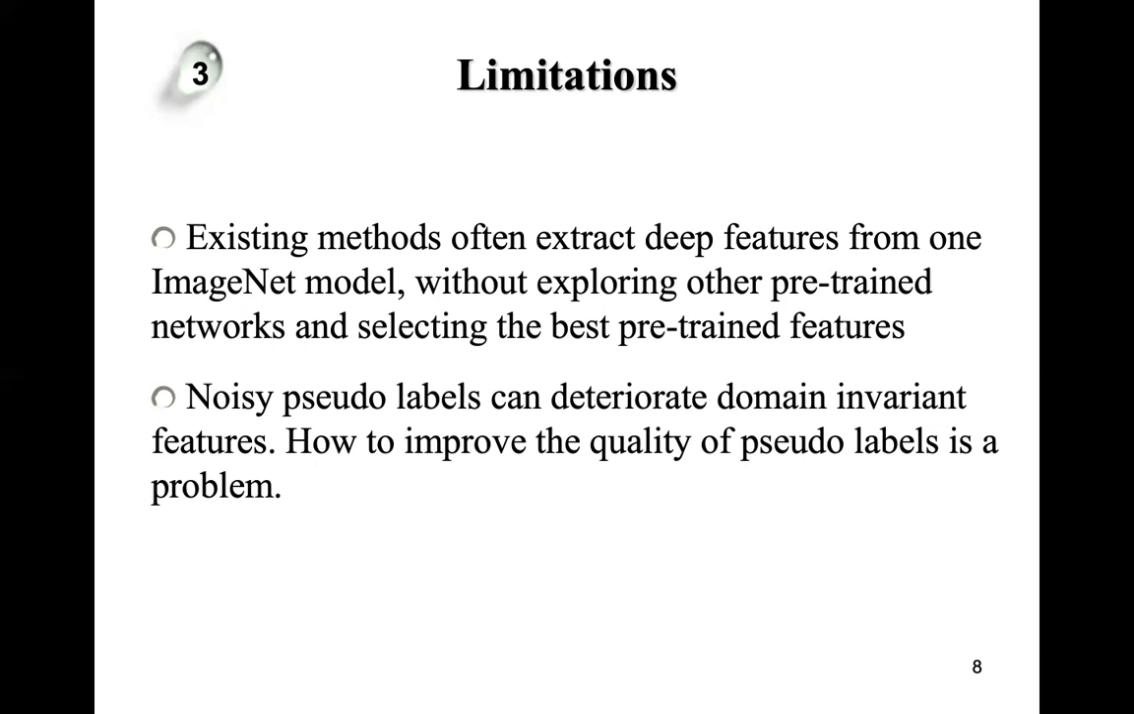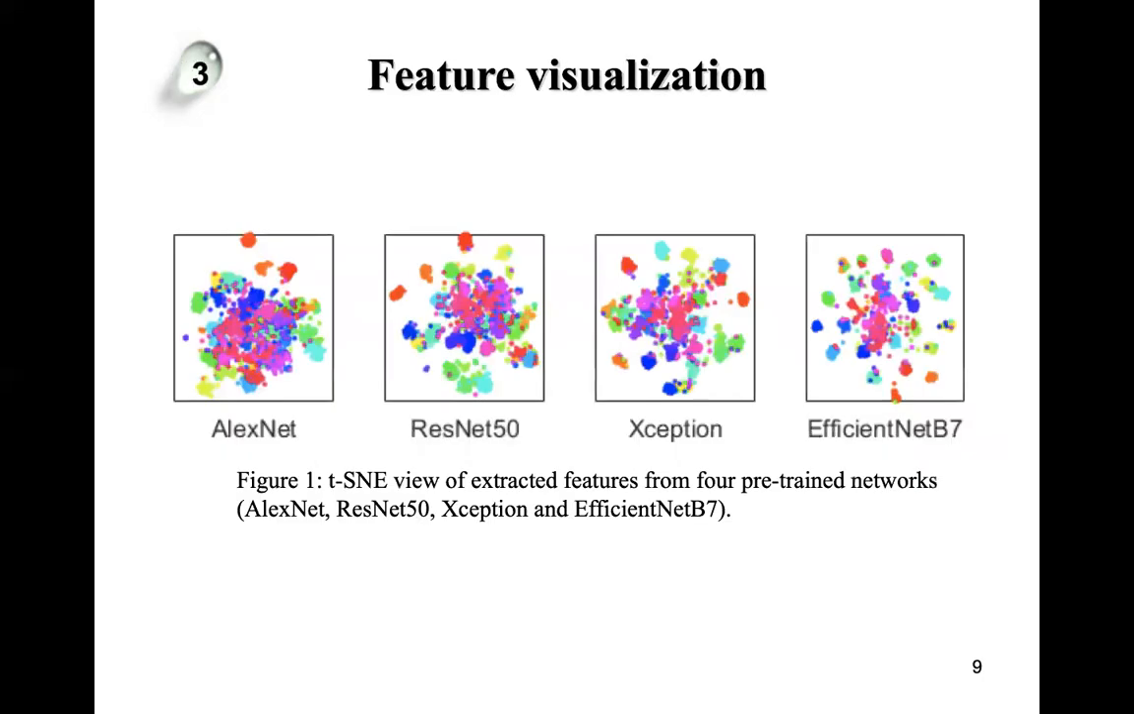In order to solve these limitations, in our paper, we first visualized some features from different neural networks, from AlexNet to EfficientNet B7. As we can see, the last neural network, EfficientNet B7, has a clearer boundary between different classes than the other 3 neural networks, right? Which means that selecting better represented features is important for domain adaptation. However, most previous work usually ignores this problem.